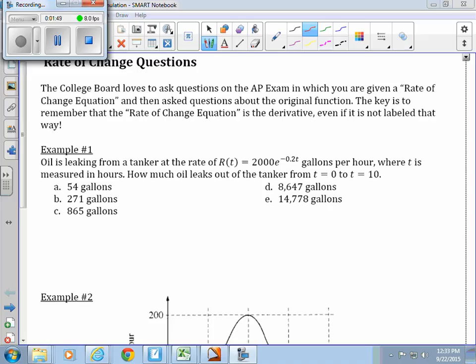So the real world application of this would be, how much oil just spilled in the Gulf of Mexico. That kind of application. How much oil is there? So we're wanting to know how much oil leaked out from time 0 to time 10. Okay. So, how are we going to find that? The integral from 0 to 10. Does everyone agree? Yes.